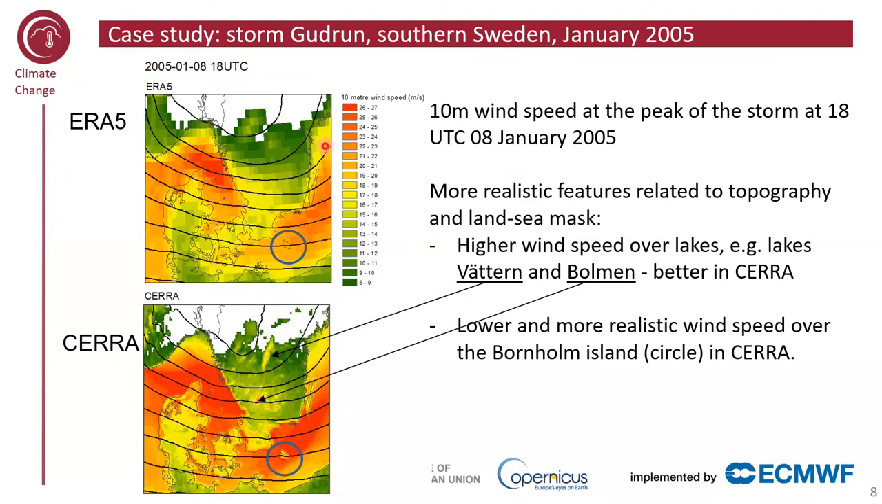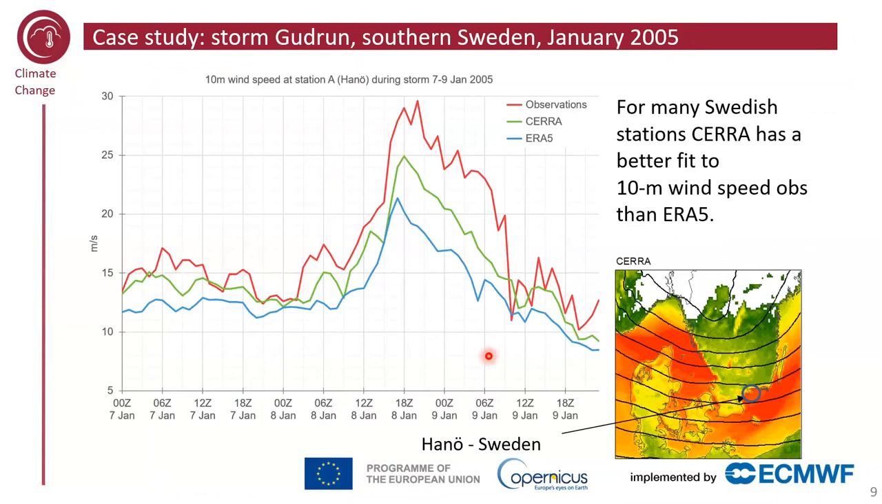and also more realistic wind speeds are present over the land region that is the island in the picture. At one of the stations in the region, in this circle, when we look over the period that the storm passed through, you can see that the observations in red are closer to the SERA product than to the ERA5 product. So this is again one case study over one event at one location.